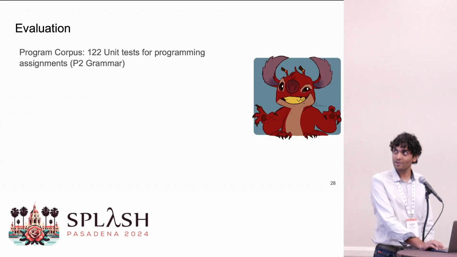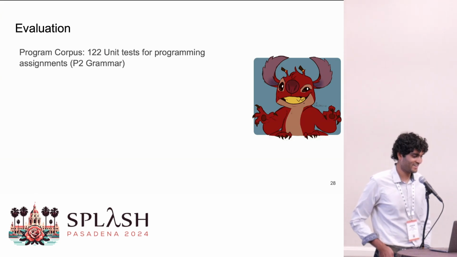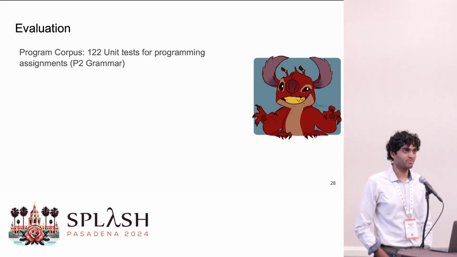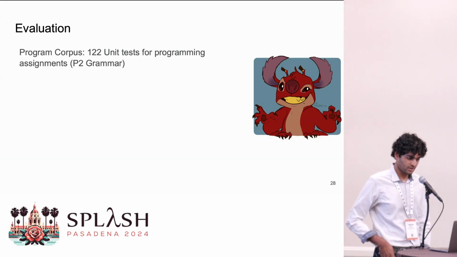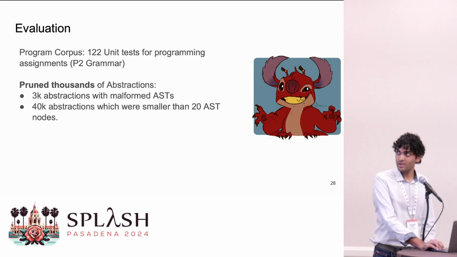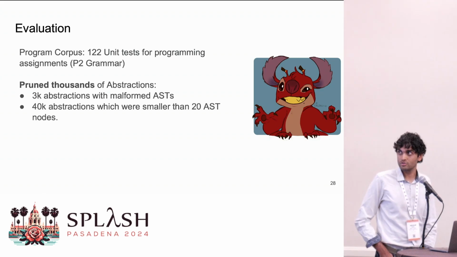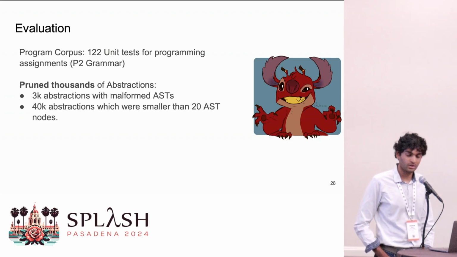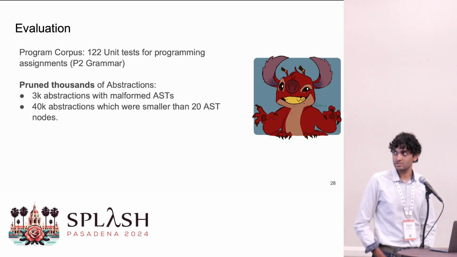To evaluate Leroy, we used a corpus of 122 Python programs from a subset of the Python grammar that we work on. These programs were the entire set of unit tests for the compiler course at CU. On this corpus, we found that Leroy pruned thousands of abstractions. It pruned roughly 3,000 abstractions which were malformed part of the Python AST, and even more abstractions which were too small.